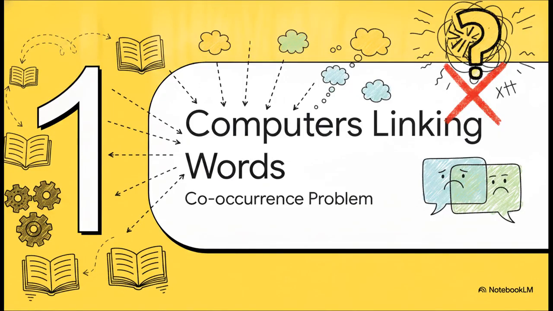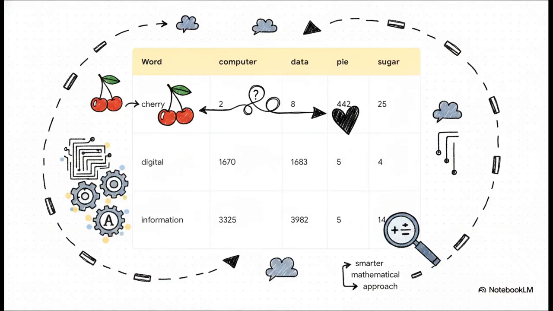Let's start with part 1, how computers link words, and specifically the co-occurrence problem. The absolute most intuitive way to link words, right, is just to count how often they appear together. If you look at these raw co-occurrence counts from Wikipedia, target words like cherry and digital are mapped against context words. We can see cherry and pie appear together 442 times. That seems like a pretty strong link.